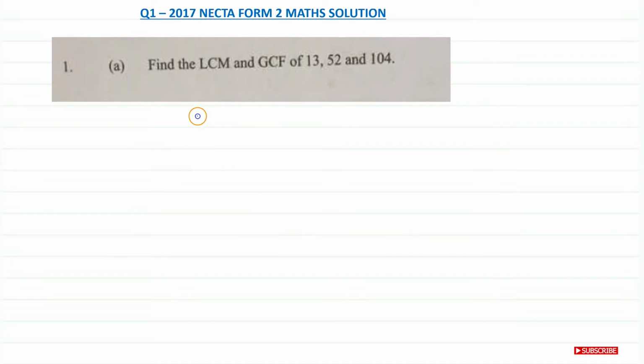Question 1a says find the lowest common multiple and greatest common factor of 13, 52 and 104. So how do we do this? We've got three numbers. I'm going to show you how to do prime factor trees. So we're going to find factors of these numbers as prime numbers. The first number is 13. You can't break this number down, so we're just going to leave that as it is.